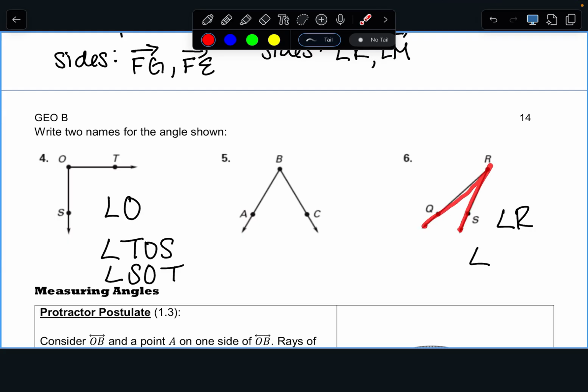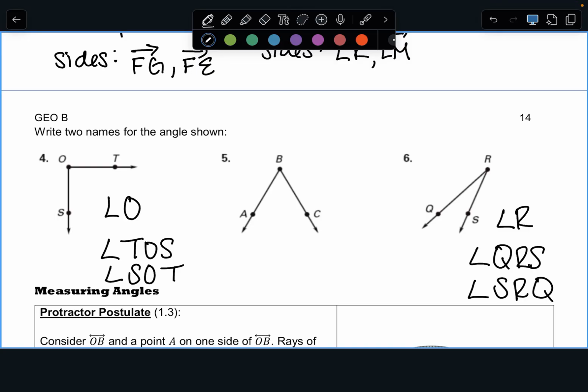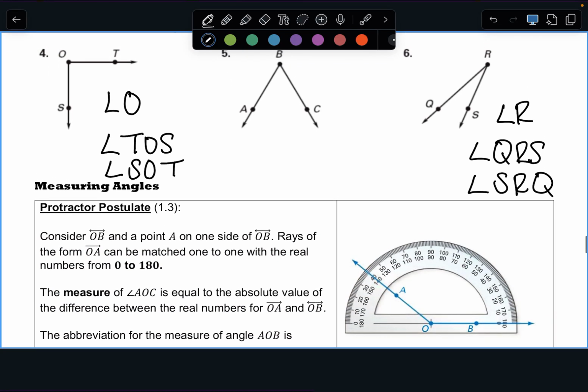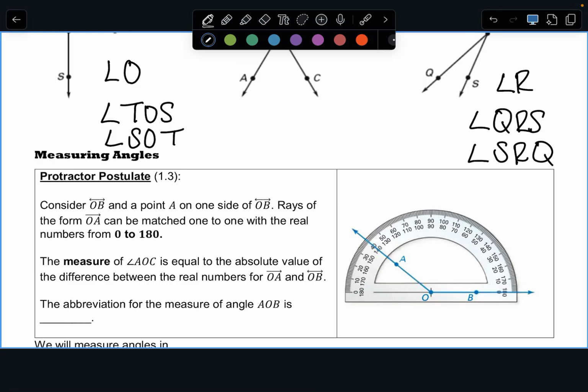If I trace it out this way from Q to R to S, how would I name it? QRS. And what's the other way if I go reverse order? SRQ. Perfect. Okay, grab a fidget and then sit down. Okay. Questions on naming angles. That's part 1.